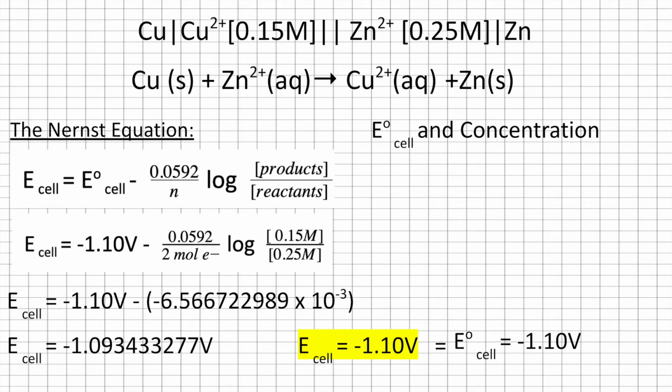Using the Nernst equation, we will calculate the Ecell value. We also use the E0 cell value that we just calculated and the concentrations of product and reactant in molar given in the problem. After plugging in all the values and calculating the Ecell value, after rounding to 3 significant figures, we have Ecell equals negative 1.10 volts, the same value as E0 cell of negative 1.10 volts as well.